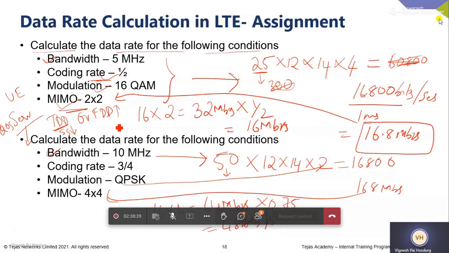So all these factors are not considered, but what are the main important factors we have considered, and we have given you some examples so that you can have an idea how the data rate calculation happens in LTE.